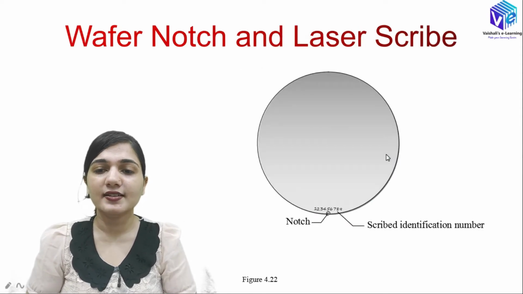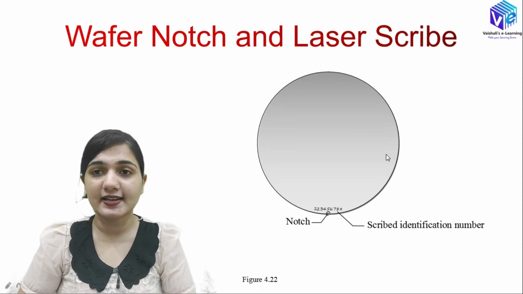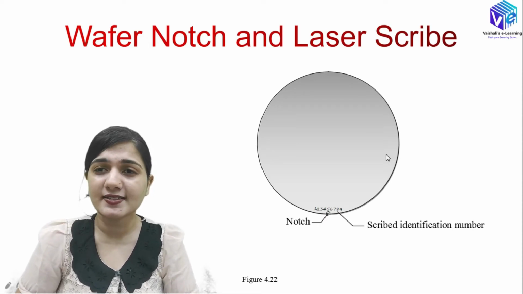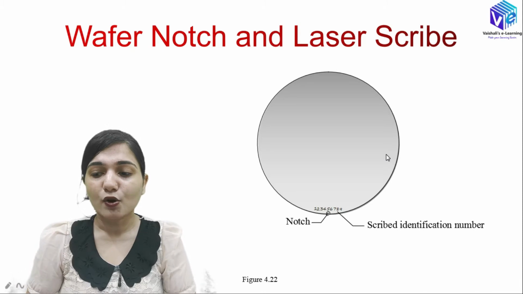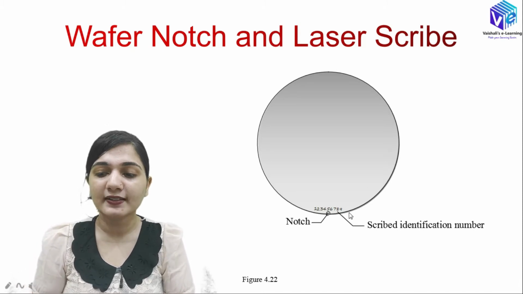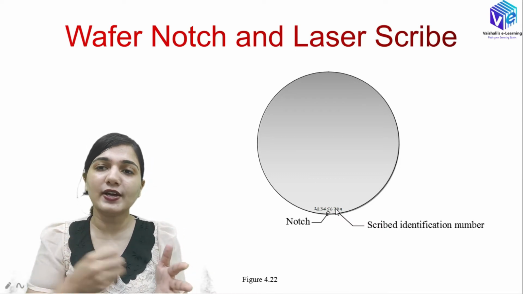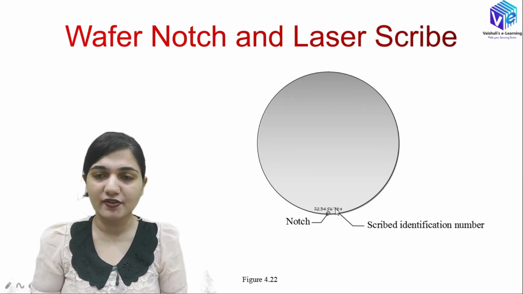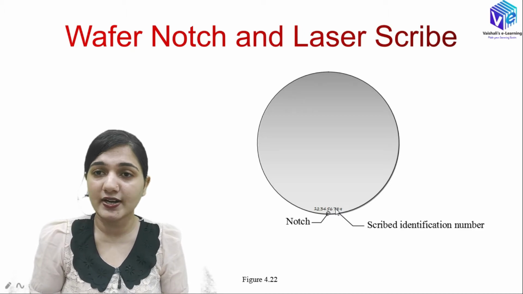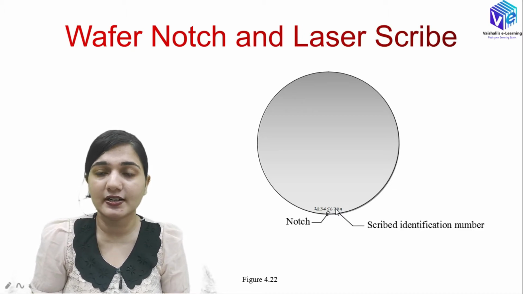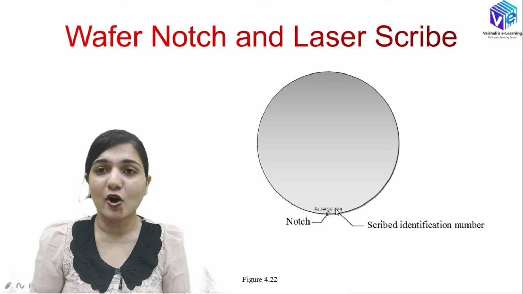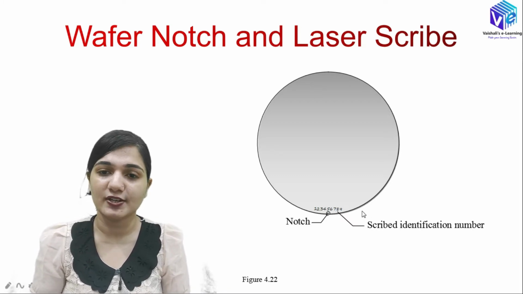Okay, this is the wafer notching and laser scribing. We are doing the laser scribing mostly at the end. We will be scribing the identification number. Whatever wafer we have, we will give a particular identification number to the wafer so that we can identify the orientation, the impurity concentration and the electronic properties with the help of this identification number.